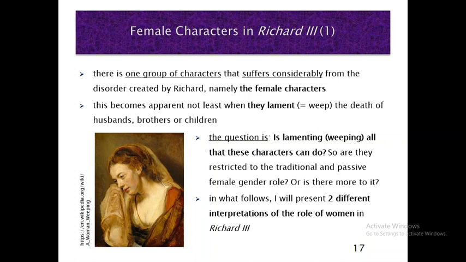And in the next few minutes, in the next few slides of this video lecture, I will present two different interpretations of the role of women in Richard III, and as usual, in the end, I will leave it to you to decide which of these two interpretations is more convincing to you. So again, I will just present two interpretations, present a few arguments for these interpretations. I will also present you what I think is more convincing to me, but you don't have to follow me. Think about it yourself and find your own position.